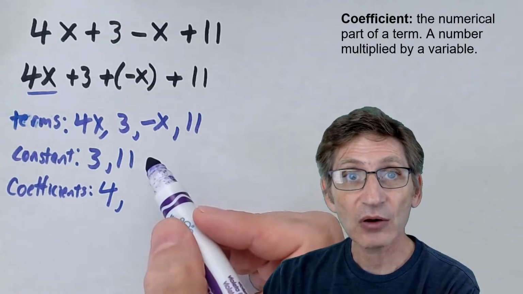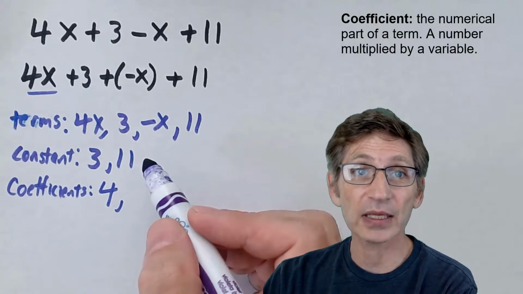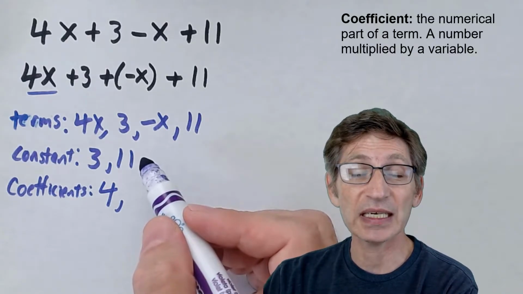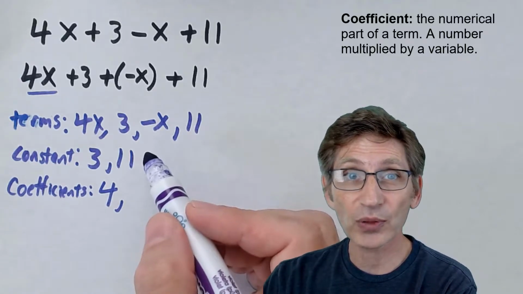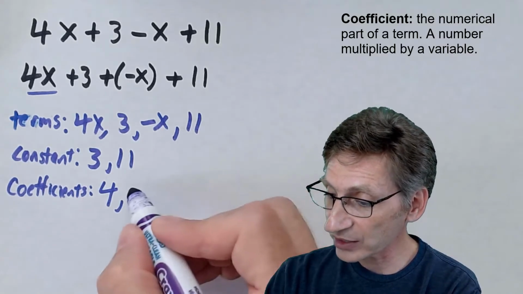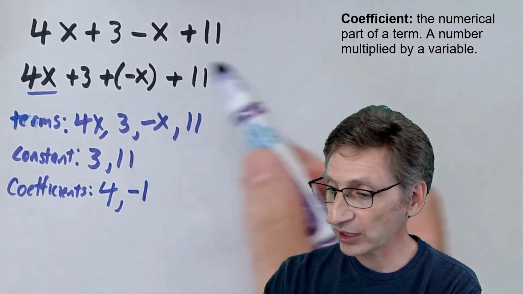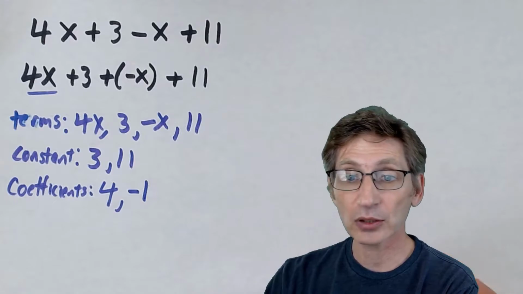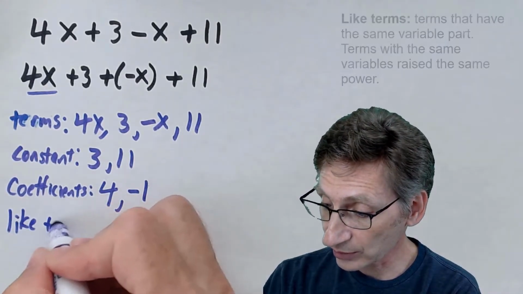Negative x, well, it doesn't look like there's a number there, but there is something that's being multiplied by the x. To turn this into a negative x from a plain old positive x, we're multiplying it by negative 1. So the coefficient of negative x is negative 1. So our two coefficients in this original expression are 4 and negative 1. Terrific. Now let's look at the like terms.